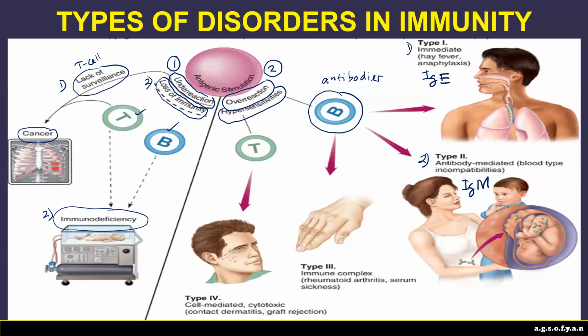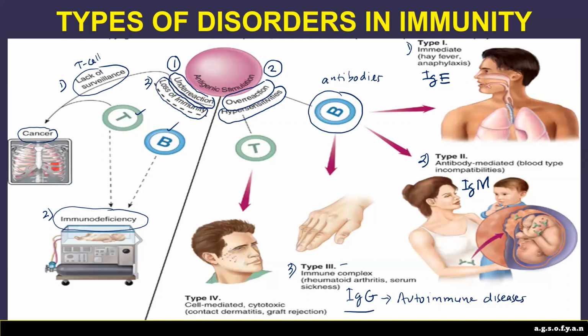And then type 3 hypersensitivity. This is caused by IgG. So this is IgG that is really hypersensitive, super active. And this IgG sometimes attacks our own tissue. So these will cause, for example, autoimmune disease. Autoimmune disease is mostly due to the overreaction of IgG.